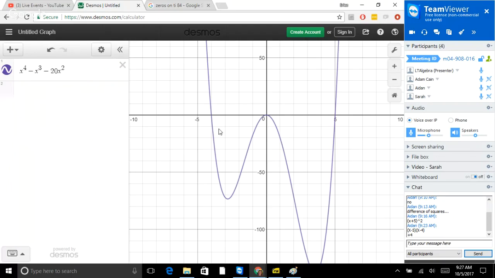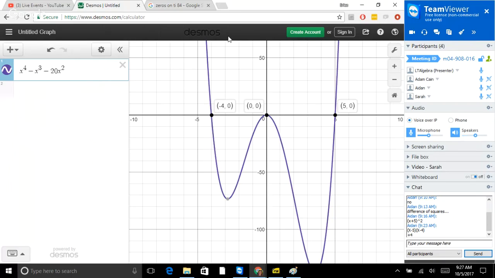All right, so let me figure out my zeros. We have a 0 at -4. We have a 0 at 1, a 0 at 0, and a 0 at 5. And this 0 has a multiplicity of 2.